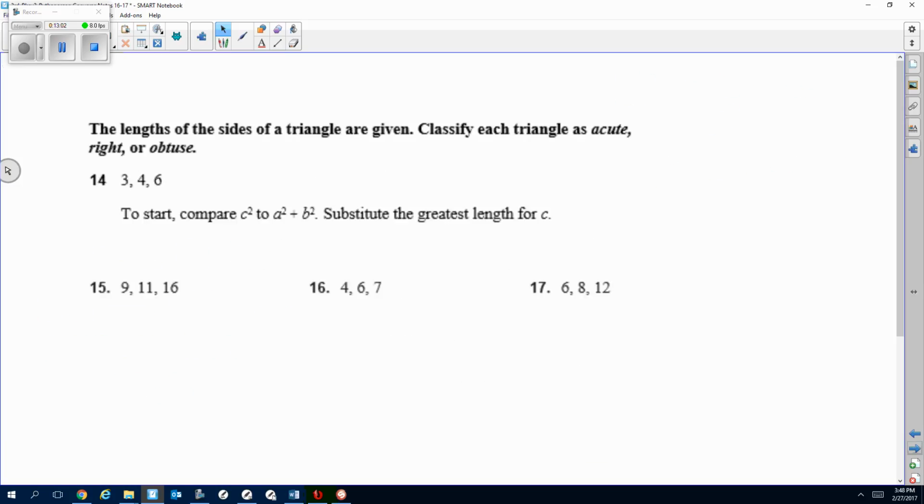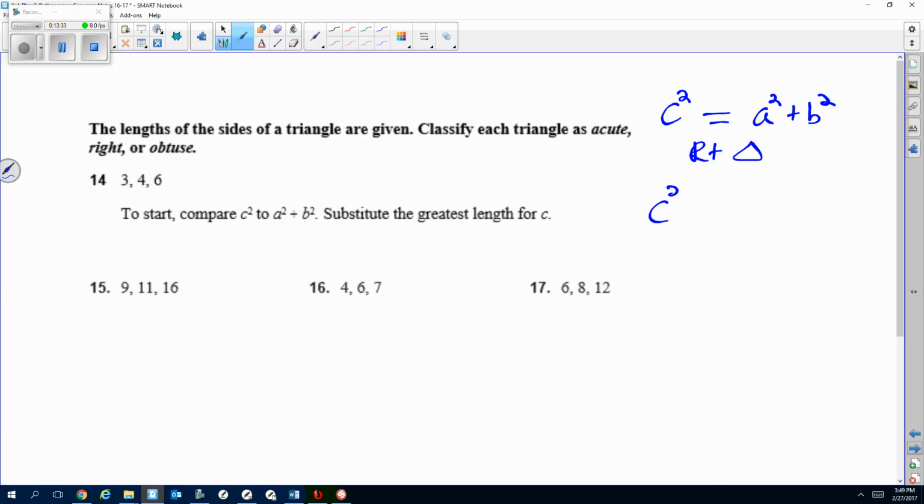So, on this section, they want us to classify each triangle as acute, right, or obtuse. And they gave us a little example to tell us where to start. We're always going to start with our longest side, which is our c. So for these problems, we have to say c squared, compare it to a squared plus b squared. Now we already know if it's equal, it's a right triangle. We just did that on the set before.